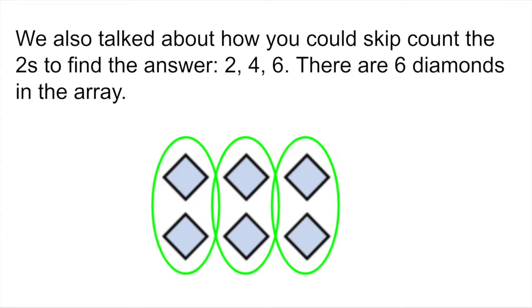We also have talked about how you could have used a skip counting strategy to count the 2's and find out the answer. 2, 4, 6. There's 6 diamonds in the array. Skip counting might have been a little faster for you, or maybe you skip counted when you were adding anyway. As long as the numbers in each group are the same, both strategies work.